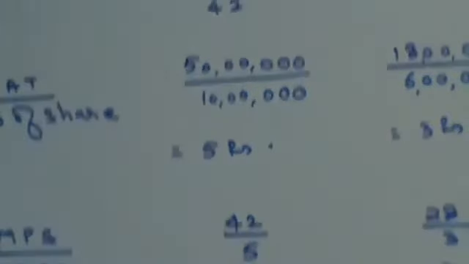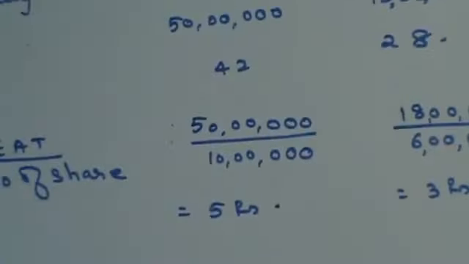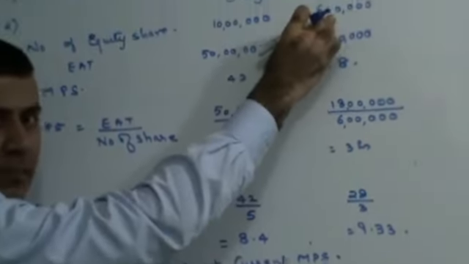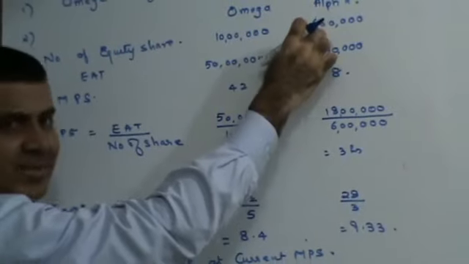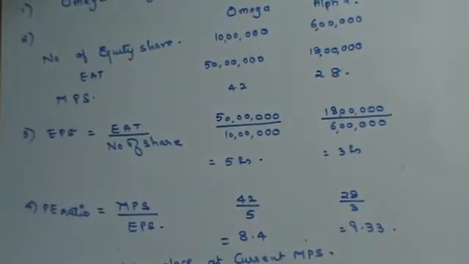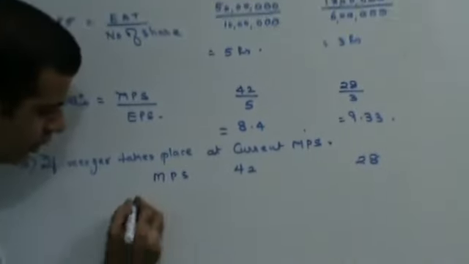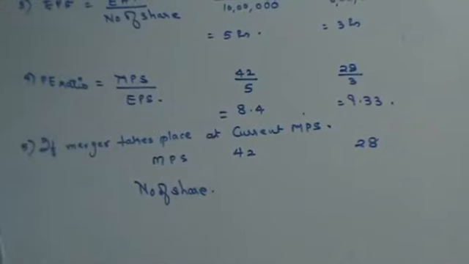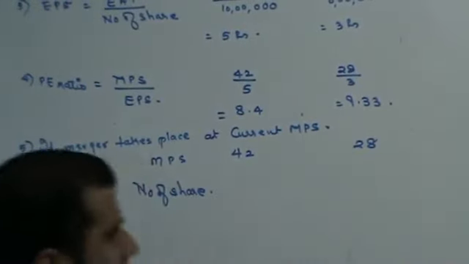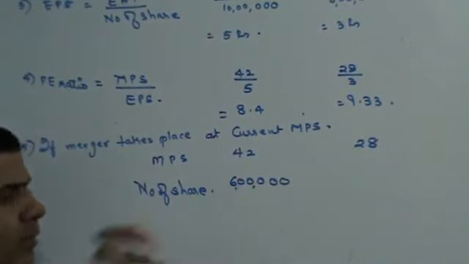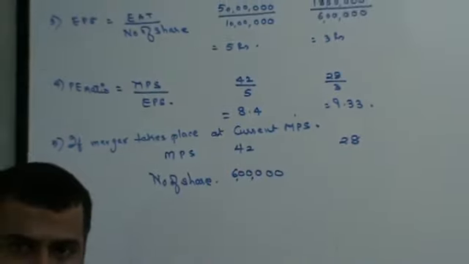Now Omega intends to buy Alpha, so Omega is going to take over all the shares of Alpha. Alpha has got 6 lakh shares. These 6 lakh shares are going to be purchased by Omega. So the number of shares that Omega Limited will have to purchase to buy Alpha is 6 lakh shares.